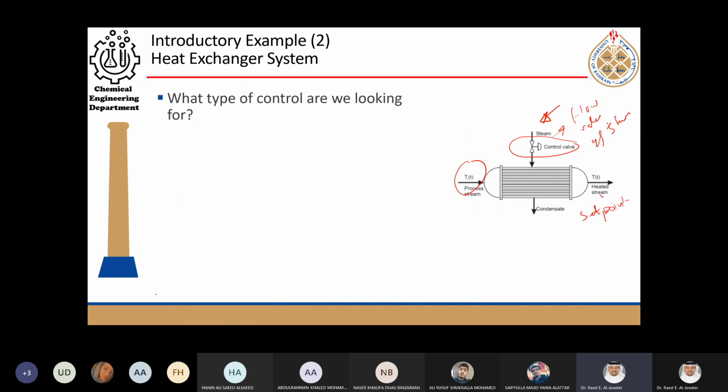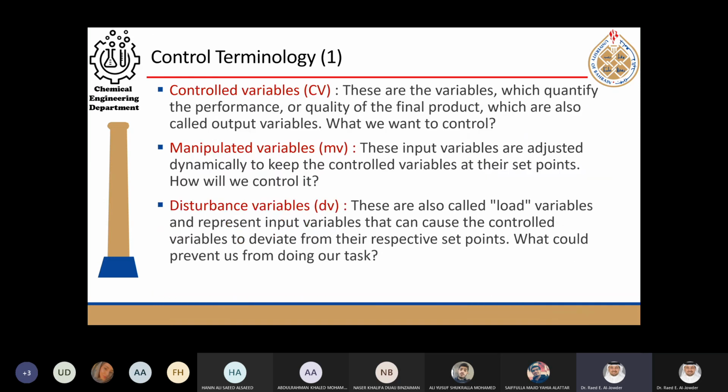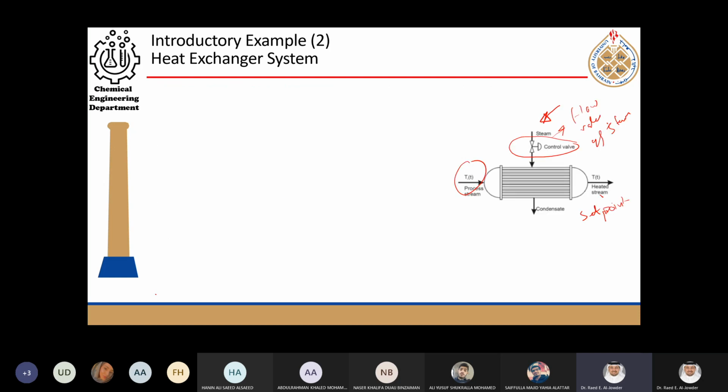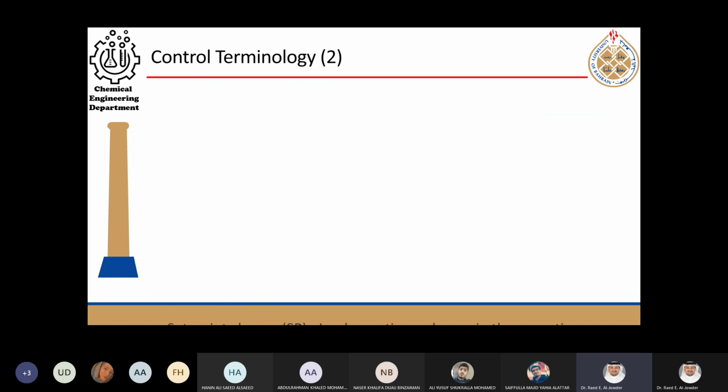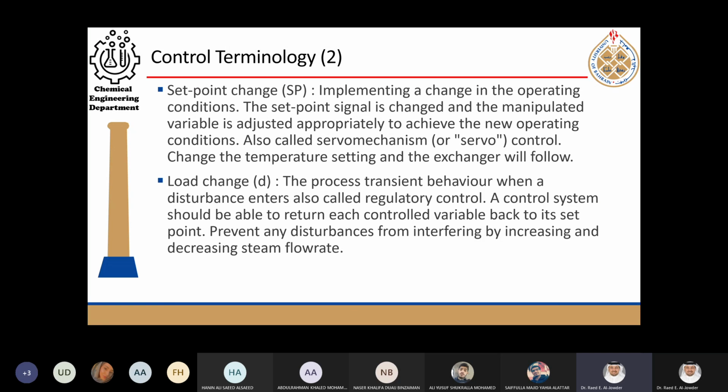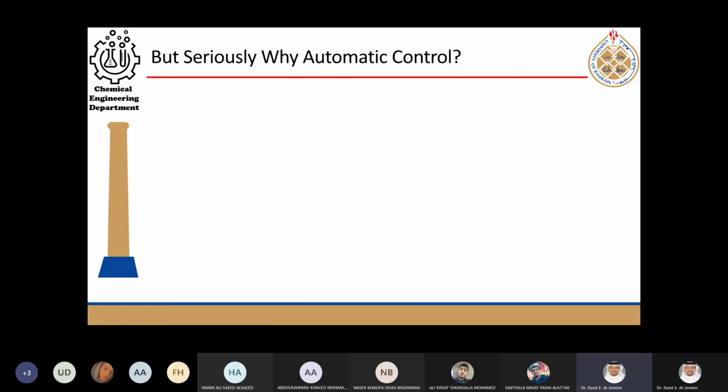We had two examples and we identified three terminologies: controlled variables, manipulated variables, disturbances. And then we also identified the two modes of control: the set point change and the load change, or the set point tracking and the disturbance rejection. Next time, we will talk about why do we need automatic control, and also we will have some more examples.